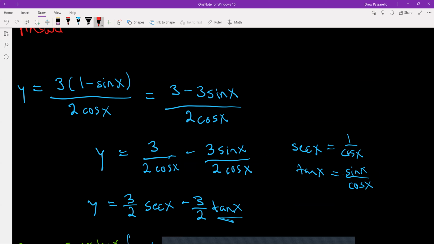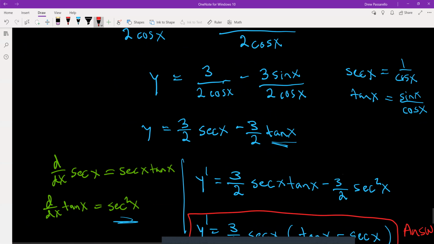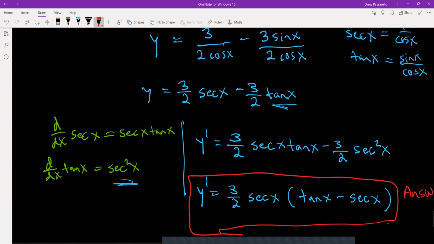And that was easier, in my opinion, to do it this way, so I can just apply the new derivative rules for secant and tangent. And the last thing I did was, well, they both have 3/2 secant x, so I factored that out. And that left me with tangent x minus secant x.